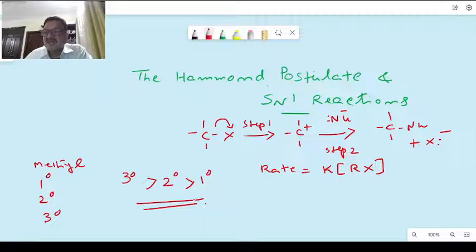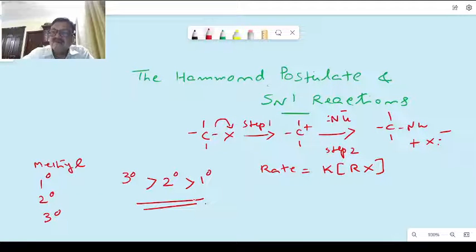The stability of the carbocation increases as the number of alkyl groups on the positively charged carbon atom increases. In the same way, as the number of alkyl groups, R groups, on the carbon atom with the leaving group increases, the rate of the SN1 reaction increases. Therefore, we can conclude that the rate of an SN1 reaction increases as the stability of the carbocation increases. That is our first conclusion here.